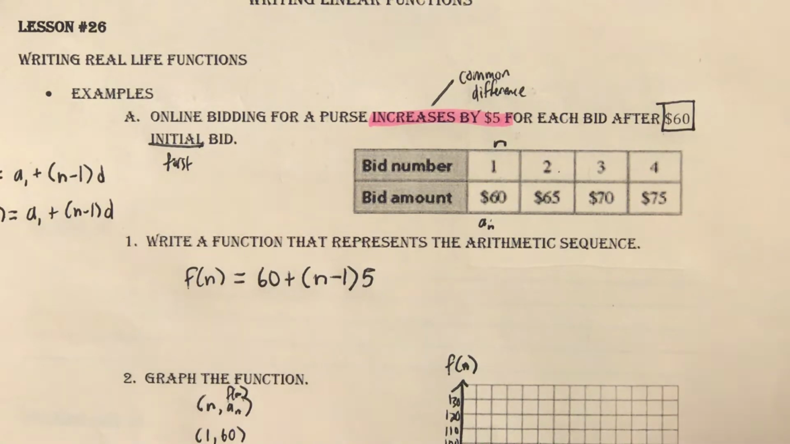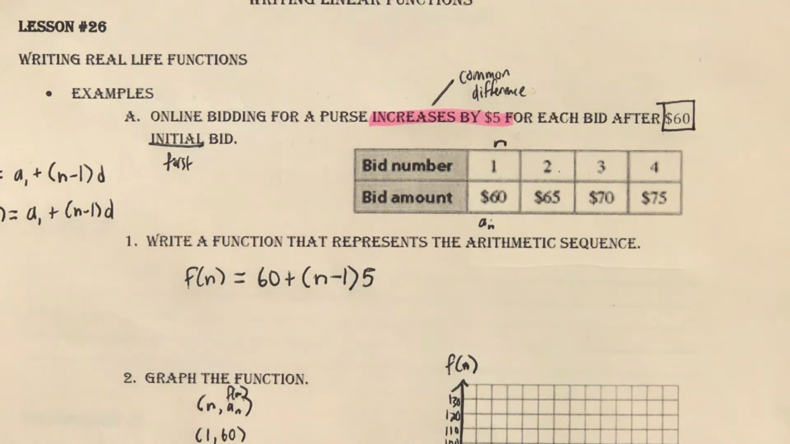By extending this graph and using the pattern that's happening, I could figure out these other points. I could figure out the 13th term, the 10th term, and so on and so forth. So graphs can be helpful in that manner. The last thing they've asked me to do is they've told me that the winning bid is $105. How many bids were there?